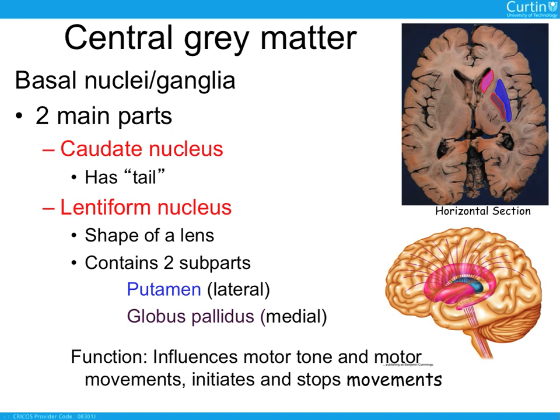If you haven't seen any diseases, why don't you just stop this video, do a quick Google on Parkinson's disease, just to get an idea of what happens when this area doesn't work properly. Go for it. I'll wait, I've got all day. Cool.